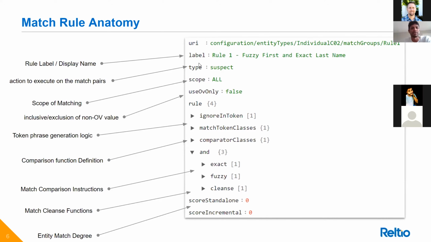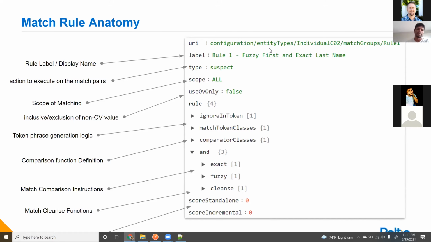different fields, or properties as we call them, of the match rule. I'll start from the top. This is the URI, which is basically the unique identifier for every match rule. You could have multiple match rules, 10, 15, 20. Every rule has to have its own unique identifier. That's what this URI is. A label is basically the display name that a data steward will get to see when they are presented with a potential match matching this match rule.